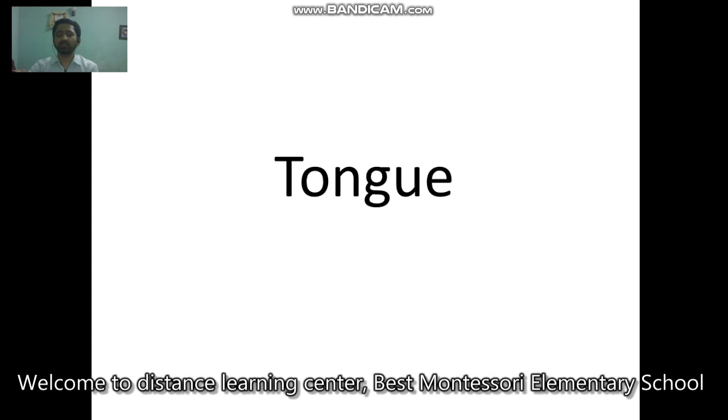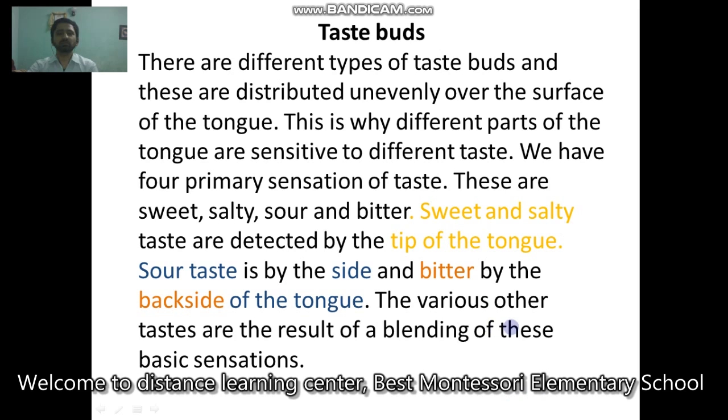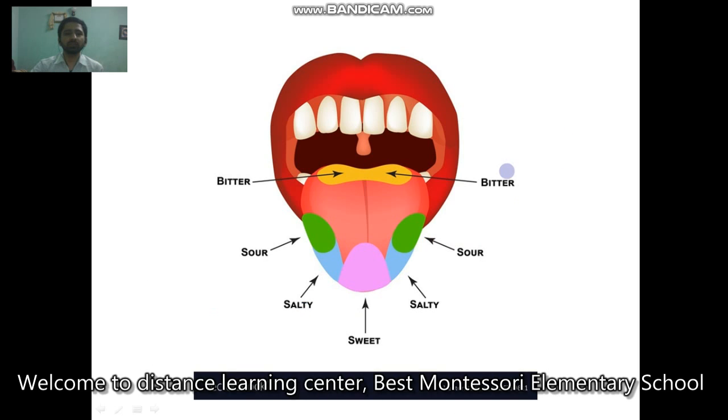And in the tongue there is the presence of the taste bud. These taste buds contain a taste pore, which contains cilia responsible for absorbing the taste present in the food. With the help of taste receptor cells, it is sent through the afferent nerve to the brain to be detected. 4 different taste buds: sweet, salt, sour, bitter. Sweet at the tip, bitter at the back, sour and salt at the side parts. Only salt between sour and sweet.